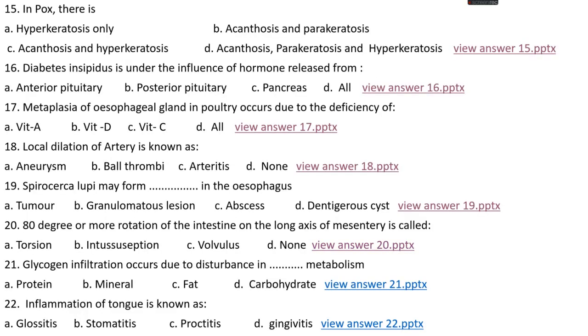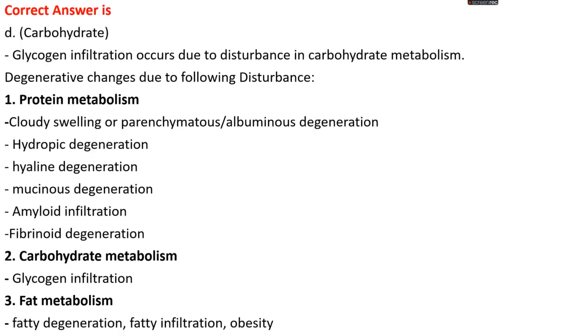Okay. Question number 21. Glycogen infiltration occurs due to disturbance in dash metabolism. Option A, protein. Option B, minerals. Option C, fat. Option D, carbohydrate. The right answer is option D, that is carbohydrate. Glycogen infiltration occurs due to the disturbance in carbohydrate metabolism.